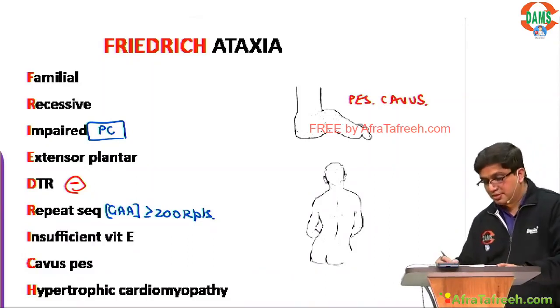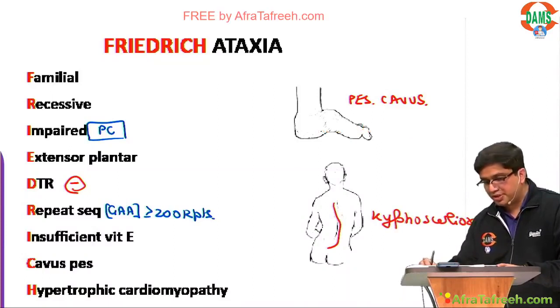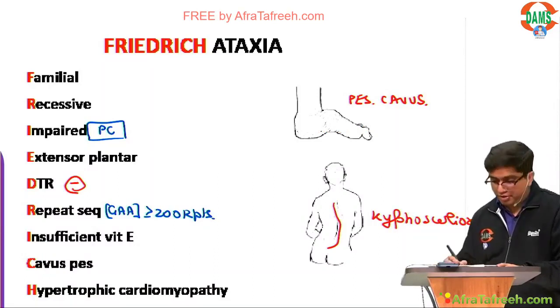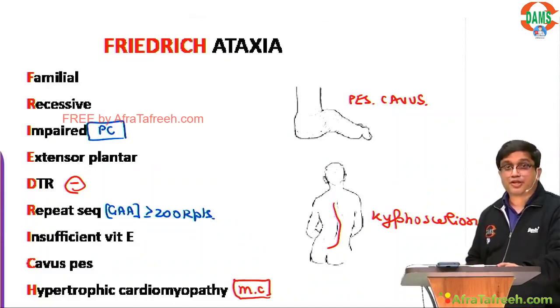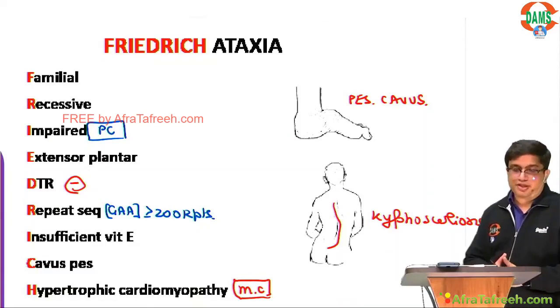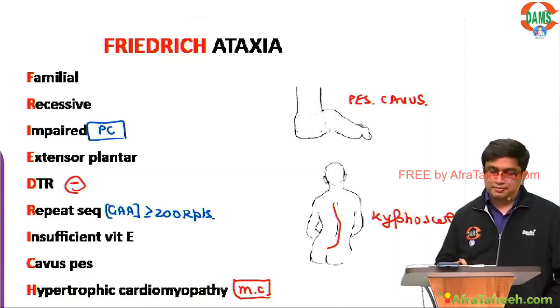And what is this? A kyphoscoliosis that could be seen in them. One of the most common extraneuronal symptoms that could be seen in them is hypertrophic cardiomyopathy. Okay, so that's about Friedreich ataxia. I'm telling you only the important points.